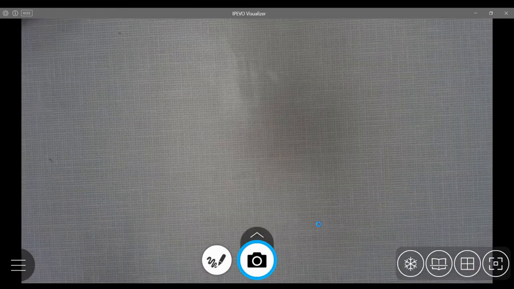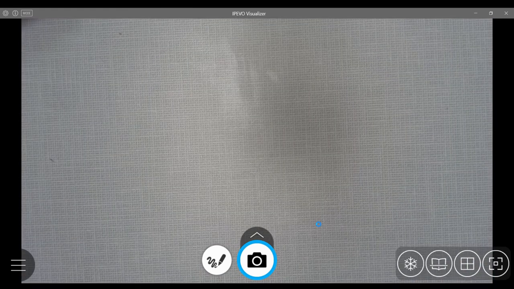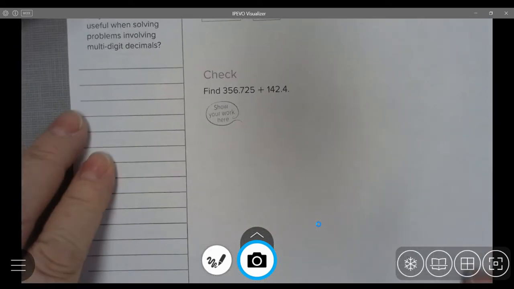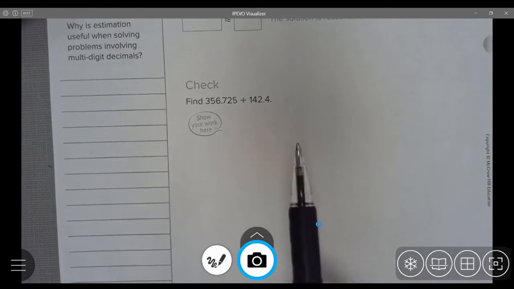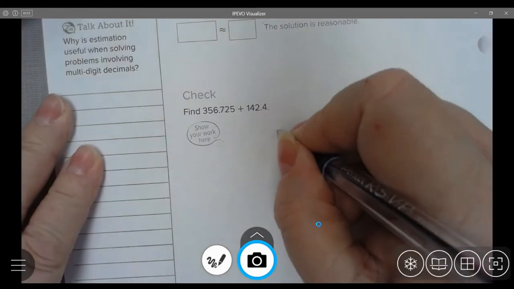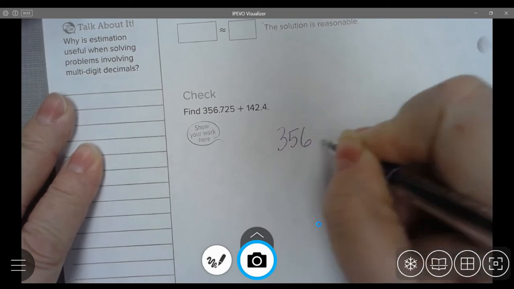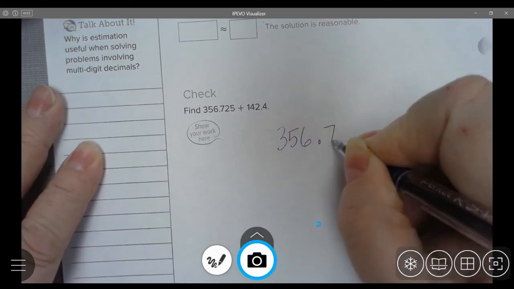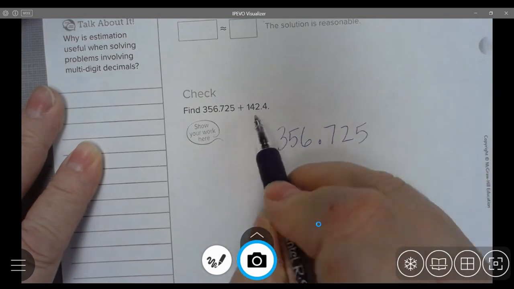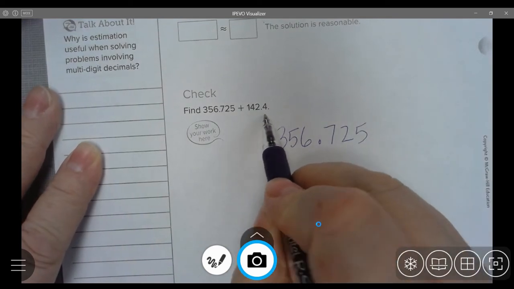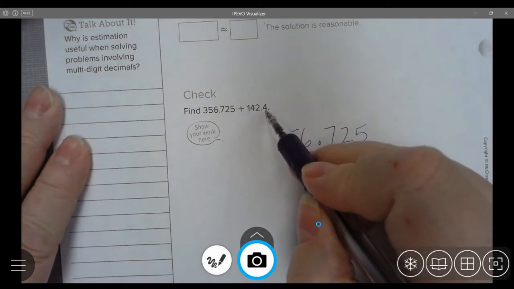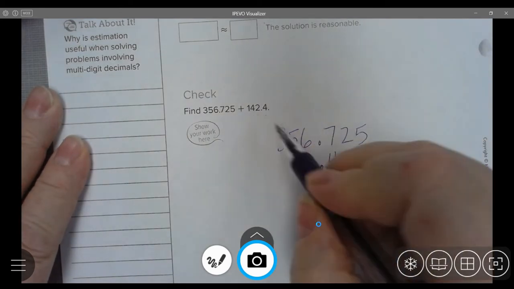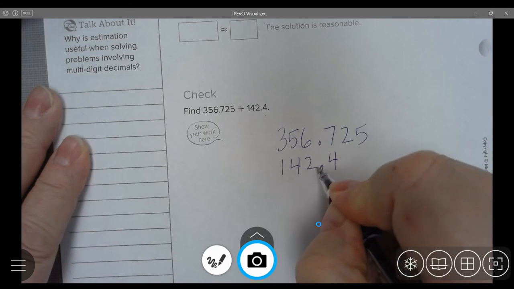I'm going to go on, and we have a section on page 144. On page 144, we have a check. Let's go ahead and do that. So we would take 356, and there's a decimal, 7, 2, and a 5. And then I'm going to use the second number here. I'm going to line up the decimal in the second number, and then I'm going to fill in what we have. I have the 4 here, and we have a 1, a 4, and a 2.